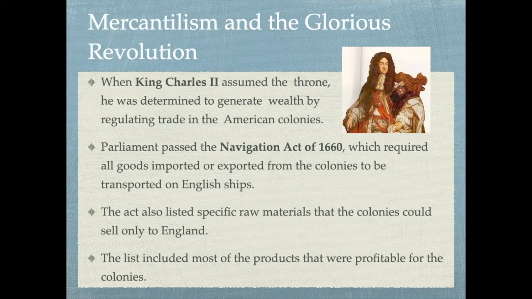When King Charles II assumed the throne, he was determined to generate wealth by regulating trade in the American colonies. Parliament passed the Navigation Act of 1660, which required all goods imported or exported from the colonies to be transported on English ships. The act also listed specific raw materials that the colonies could sell only to England. The list included most of the products that were profitable for the colonies.